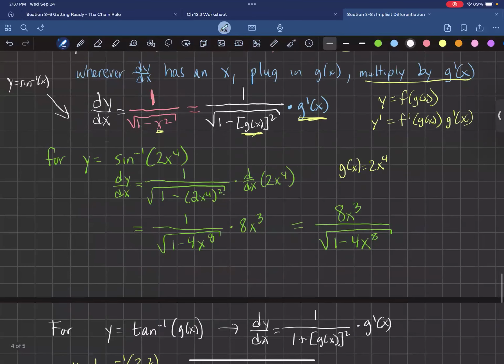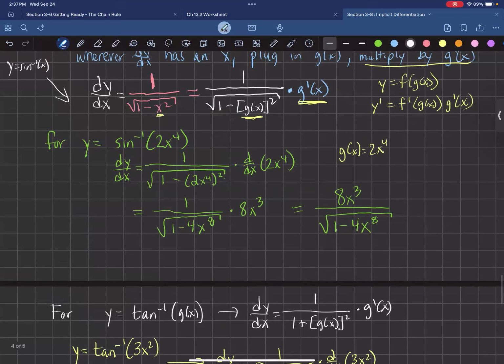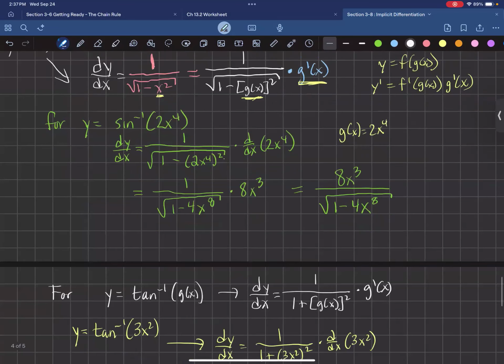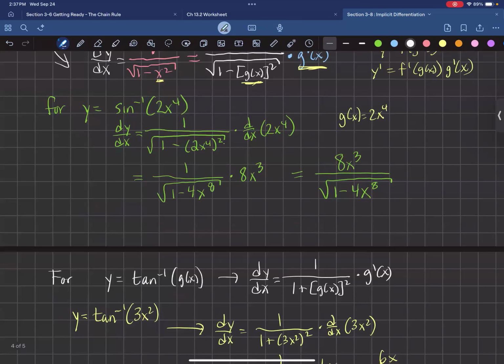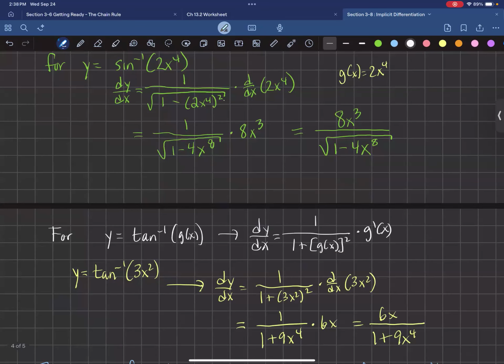The tangent inverse function, when you take the derivative, is 1 over 1 plus g of x squared, times g prime of x. So if we were to do y equals tangent inverse of 3x squared using the formula, we got dy/dx equals 1 over 1 plus 3x squared squared, and then times the derivative of 3x squared. The derivative of 3x squared is 6x. That'll go on top. The 3x squared squared is 9x to the 4th. We put it all together, and that's the derivative we had up above.